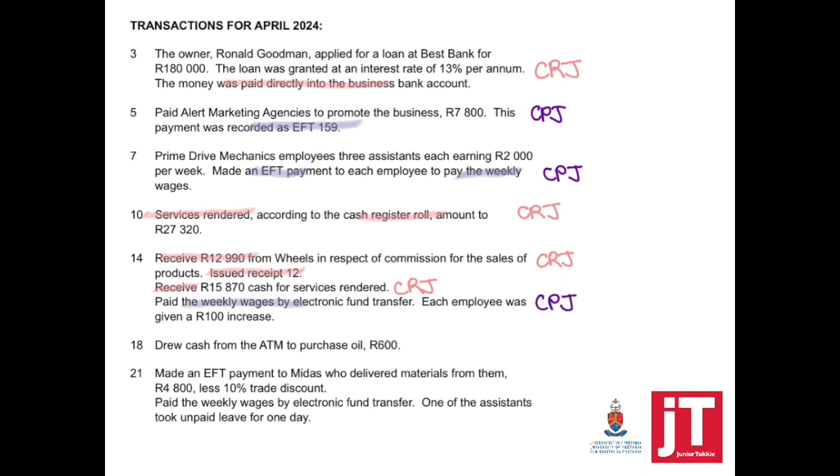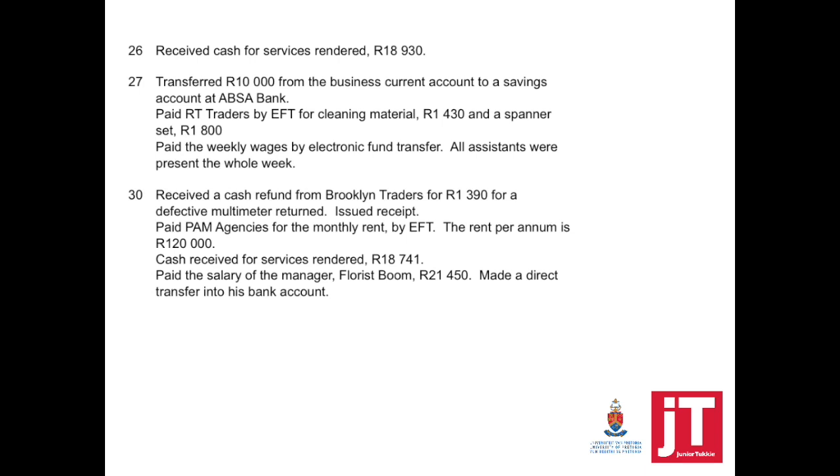Day 18, drew cash from the ATM, CPJ. Day 21, paid an EFT payment to CPJ. Paid the weekly wages, CPJ. Day 26, received cash, services rendered, CRJ. Day 27, transferred $10,000 from the business account to the savings account. That means money was taken out of our bank account to put into our savings account, CPJ.